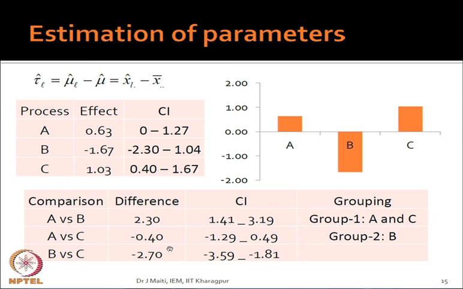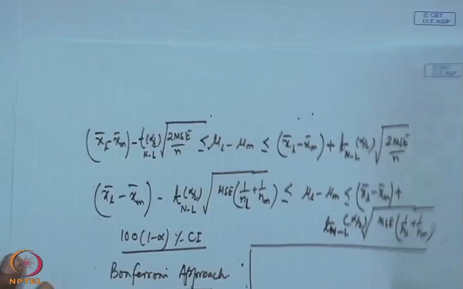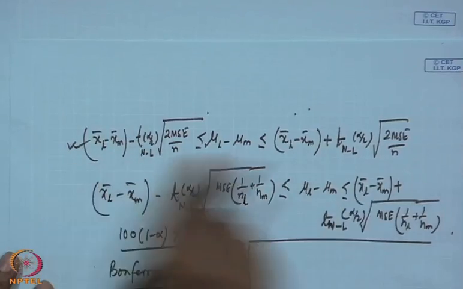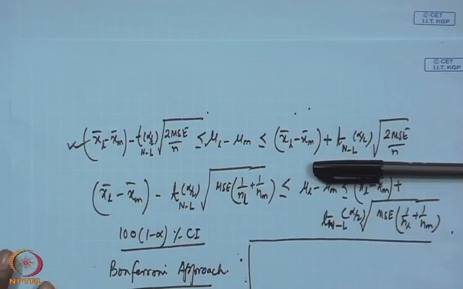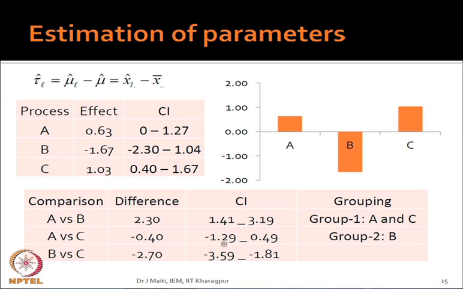Correct. Now, using this formula again, the second one, as equal mean, this formula, we have computed the confidence interval. Now, in the first case A versus B, the confidence interval for the difference in means is 1.41 to 3.19. In between there is no 0. See, there is no 0 in between. That means you can see that there is a difference between A and B.